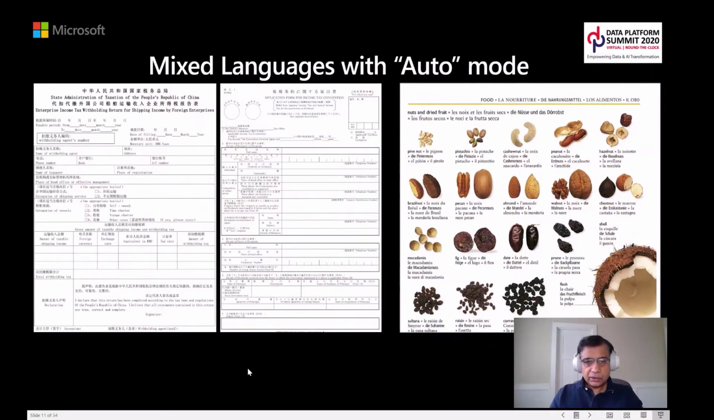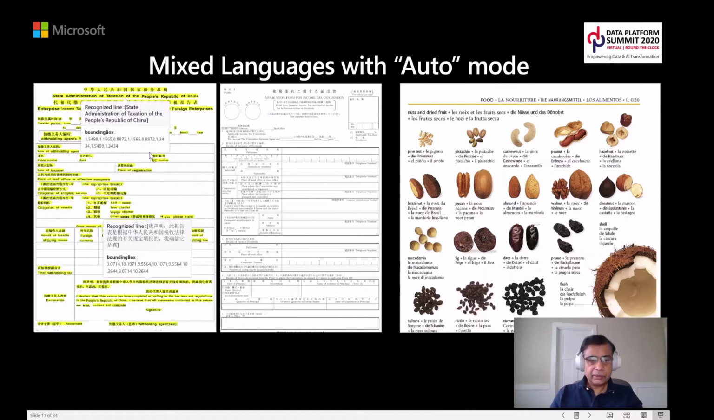Remember I talked about the language expansion roadmap of the Read service. Right now, as part of the public preview, we have simplified Chinese support available. This is an example of a Chinese text form, and you can notice that the text lines, both English here and then in this case simplified Chinese, were both recognized, along with their location.